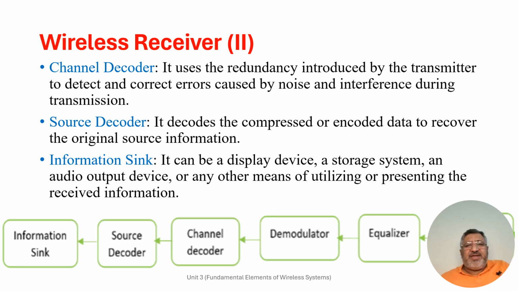These elements work together in the receiver to process the received wireless signal, mitigating channel impairments and recovering the original transmitted information for further use or consumption.